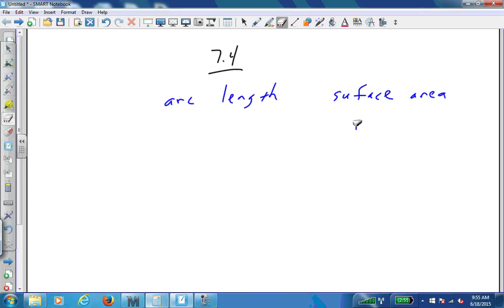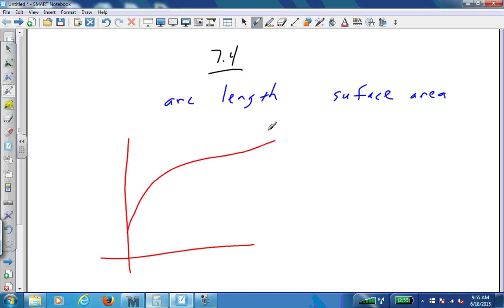When we talk about arc length, we're talking about if we have some function and we want to know the length, if we were to follow that path from one point to another point, what would that length be? So not the direct distance from this point to that point, but if you were to follow that curve, how long would that be? If you had a string and you laid the string along that surface and then you measure that length, how far is that?